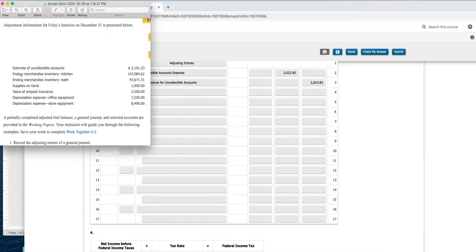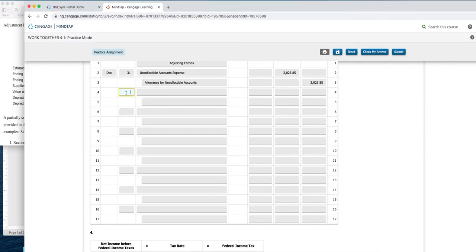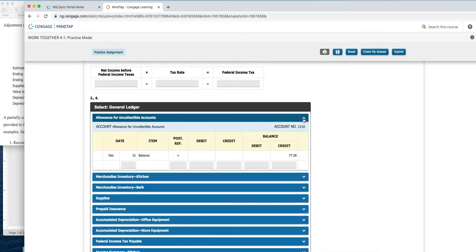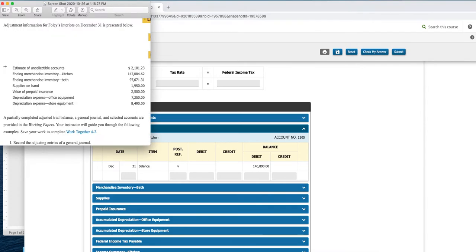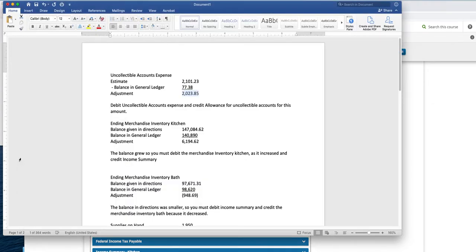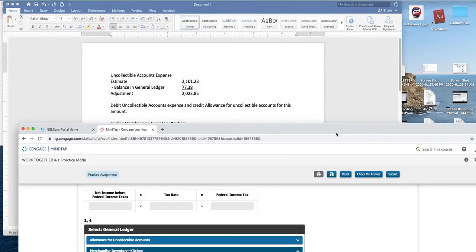The second adjusting entry is the merchandise inventory one. Again, it's the 31st. We'll post these later. We go down to merchandise inventory kitchen. We have 140,890 here. That is like our beginning, what we started with. We end up with 147,084.62.